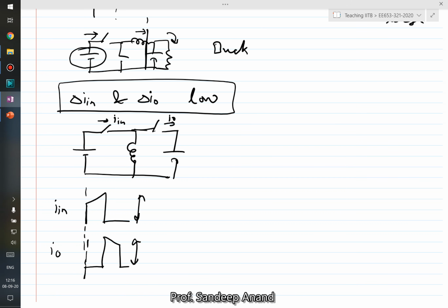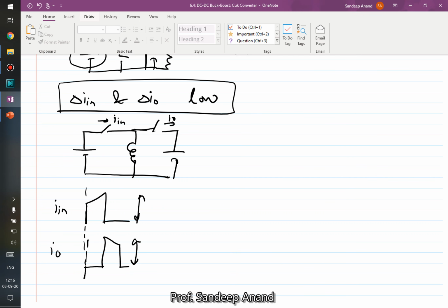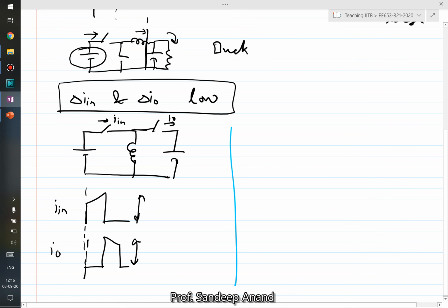So what can we do to solve this ripple issue? Ideally, we would like an inductor on both the input side as well as the output side. So imagine a circuit wherein you have an input stage, an inductor, an output stage, and there is another inductor, right?